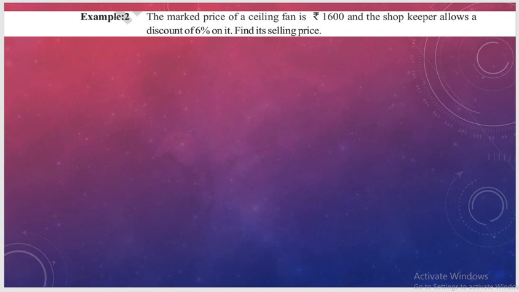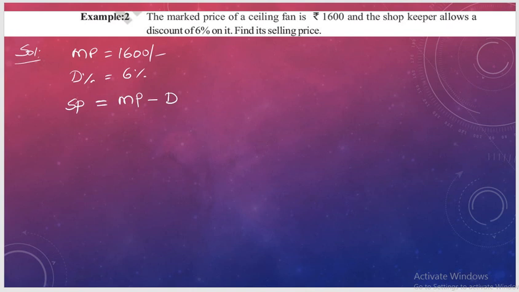Now the same way, moving on to the next question. So market price of a ceiling fan is 1600 rupees and the shopkeeper gives a 6% discount on it. Find its selling price, right? So market price is given as 1600 rupees and discount percentage is given as 6%, right? So what is he asking? Selling price. So what is the selling price formula? Selling price is nothing but MP minus discount.